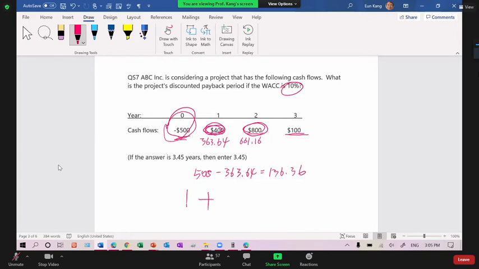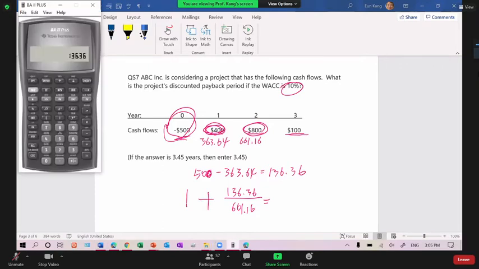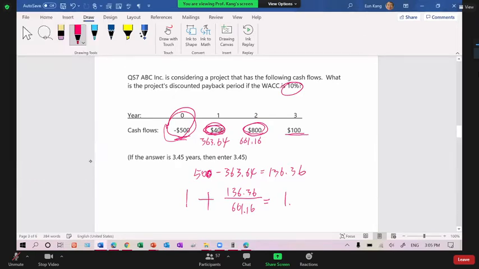So 136.36 over 661.16. So that one divided by, we call it, 1.21. So 1.21 years, right? So that is the answer, 1.21 years.